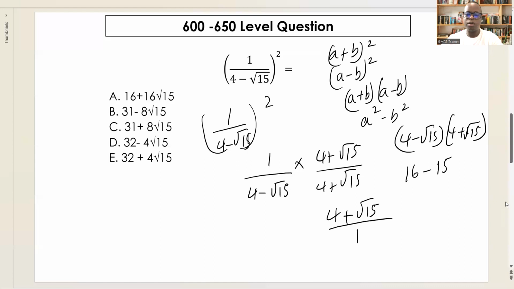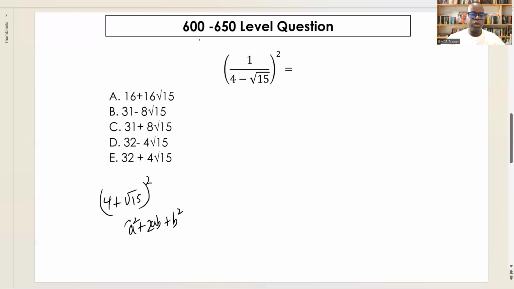Now that you have 4 plus root 15 as the simplified version, I can go ahead and solve for the square of it: (4 plus root 15) squared. What is this? This actually is (a plus b) squared. We'll have a squared plus b squared plus 2ab, or a squared plus 2ab plus b squared. That's what we'll have. And in this one now, let's just clear some space and create some more space for us to work with.